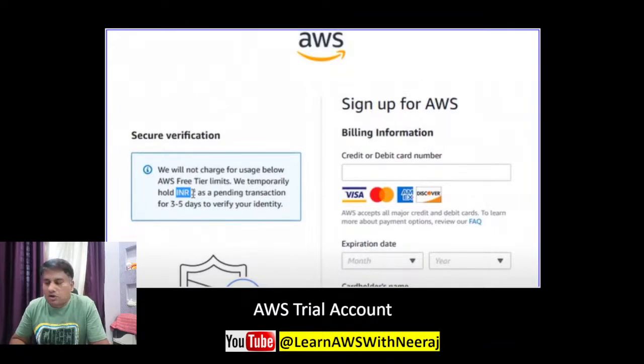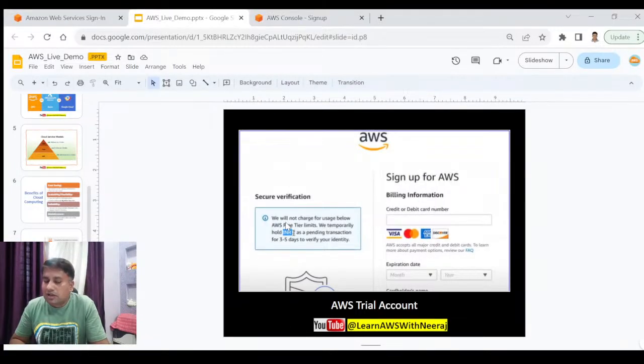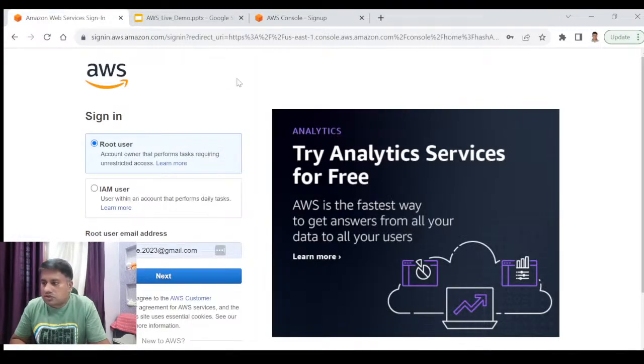Okay, so that's all about how to create a trial account. And since my trial account is already available, I will show you how it works. Let me open my account, and after that I will take your doubts in case you have any. So there are two types of users.